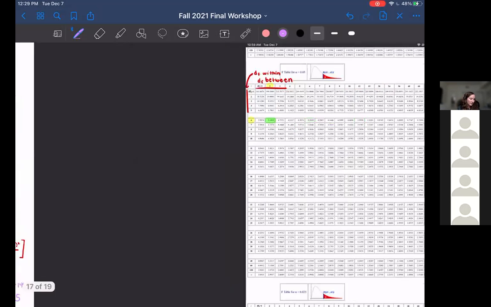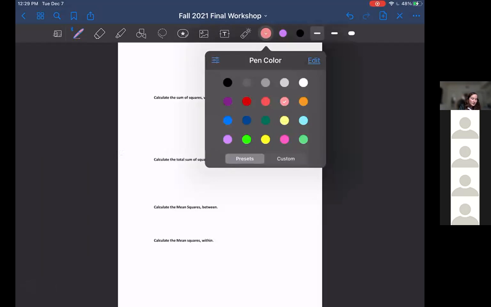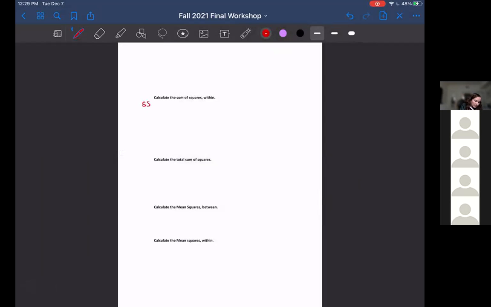So let's move on. So calculate the sum of squares within. Okay, so the formula we want to use for that, so SS within.